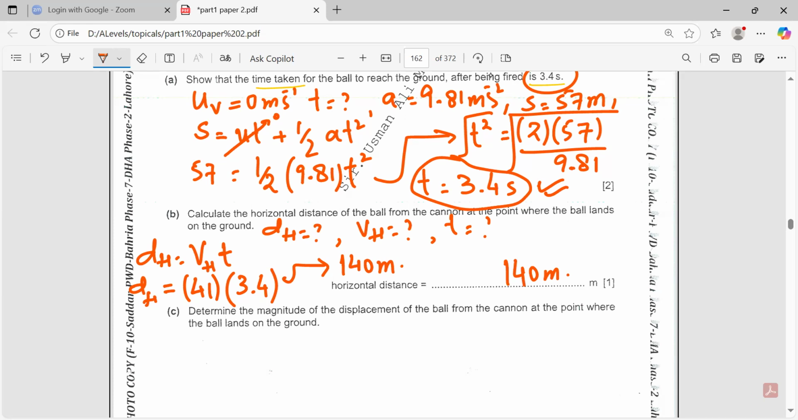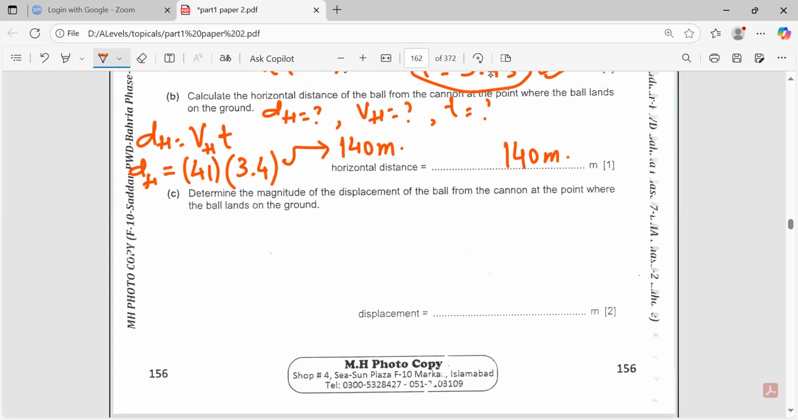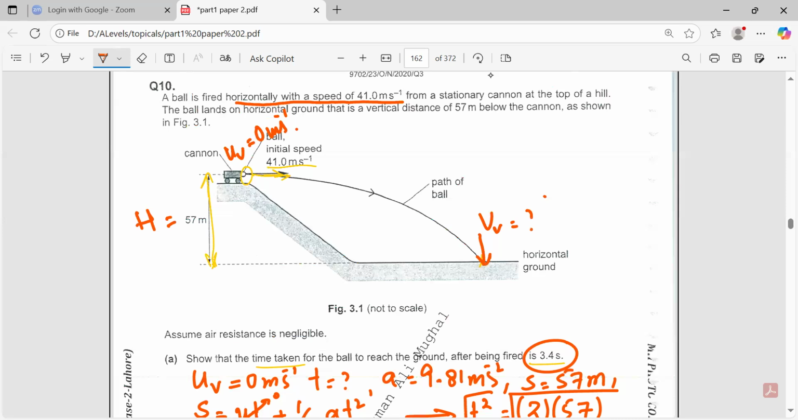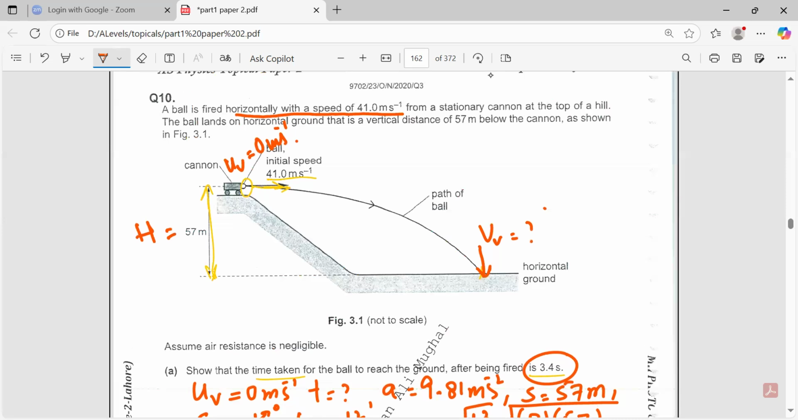Next, it says that you need to find out the displacement. Okay, to determine the magnitude of the displacement of the ball from the cannon to where the ball lands on the ground. तो displacement का मतलब क्या है कि आपने कौन सा distance find out करना है, आपने यहाँ से लेकर यहाँ तक ये वाला path find करना है. So we are pretty aware that this vertical distance is known to us. What is this vertical distance? 57 meter.